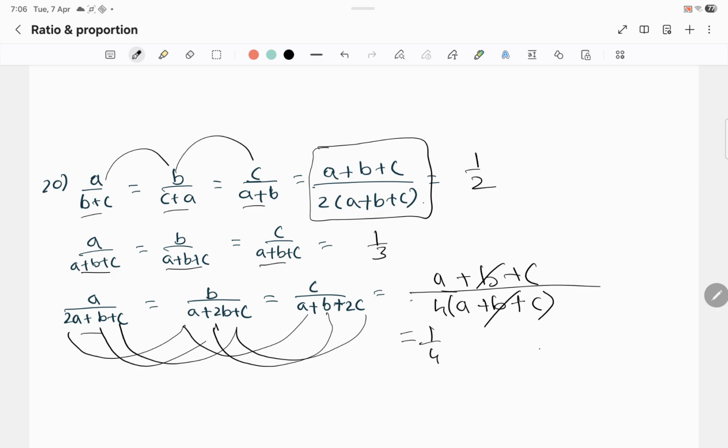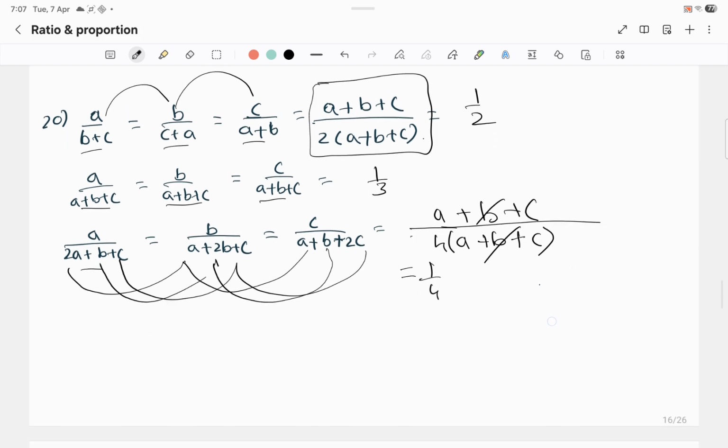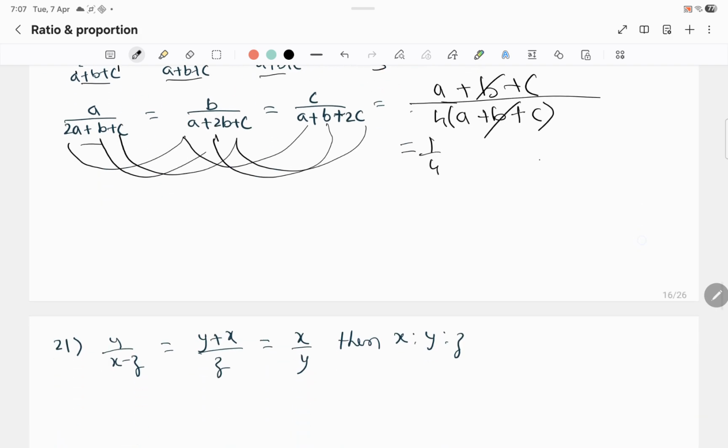So these kind of questions, without solving, you please directly mark the answer with this concept. Make sure that the power must be 1 everywhere. Coefficient can be changed, but the power must be 1.